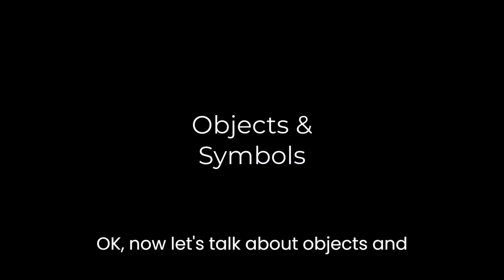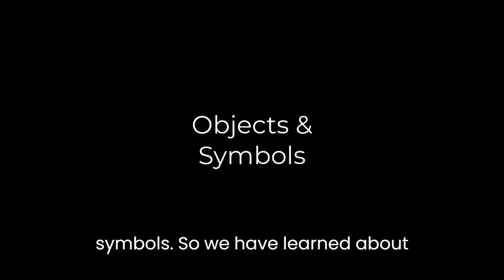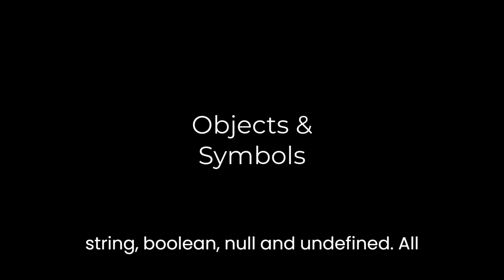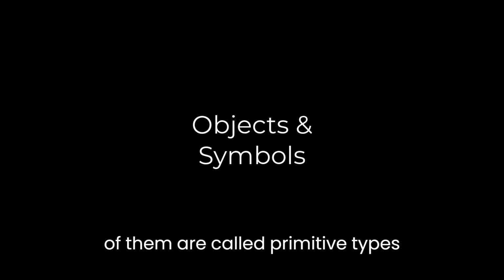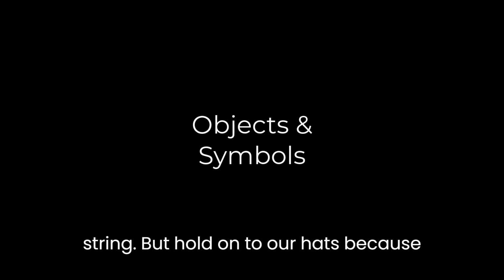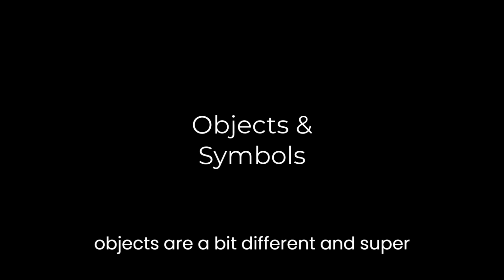Okay, now let's talk about objects and symbol. So we have learned about different data types like number, string, boolean, null, and undefined. All of them are called primitive types because they can only store a single value at a time, like a number or a string. But hold on to your hats because objects are a bit different and super special.